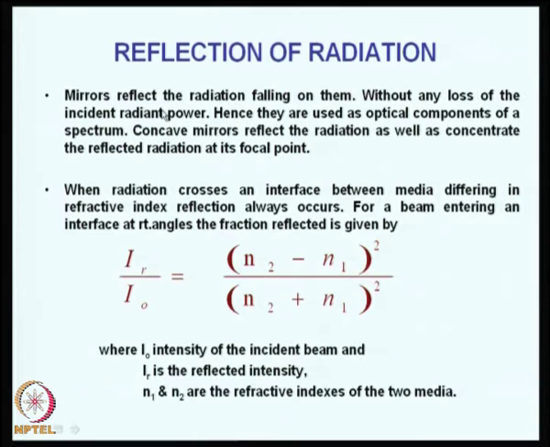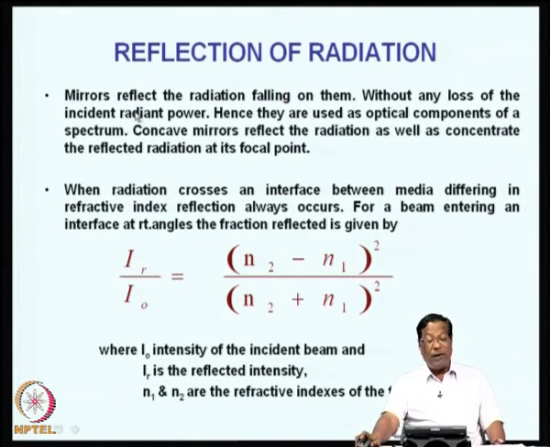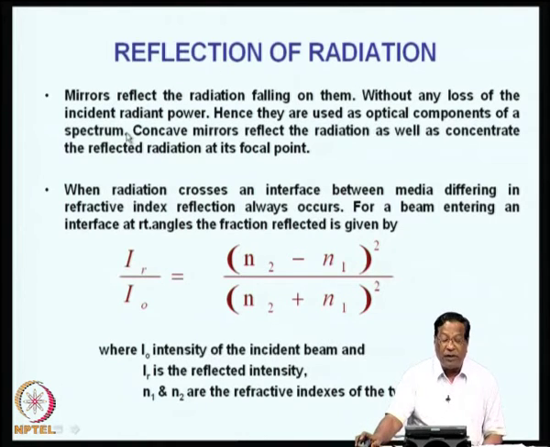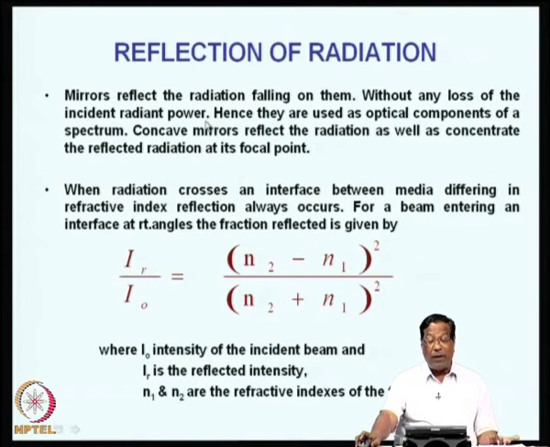Now, let us take a look at another phenomenon, that is reflection of radiation. So, what is reflection of radiation? Mirrors, you would have seen the objects in the mirror, and mirrors basically reflect the radiation falling on them without any loss of the incident radiant power. Hence, they are used as optical components of a spectrometer. Concave mirrors you would have seen in your cars and scooters and motorcycles, etc. They reflect the radiation as well as concentrate the reflected radiation at its focal point.